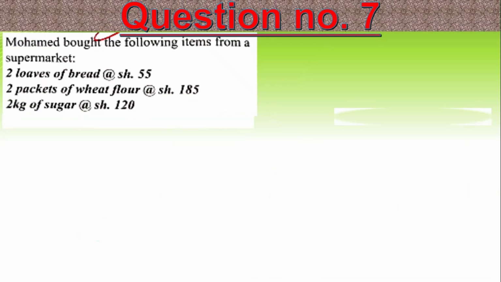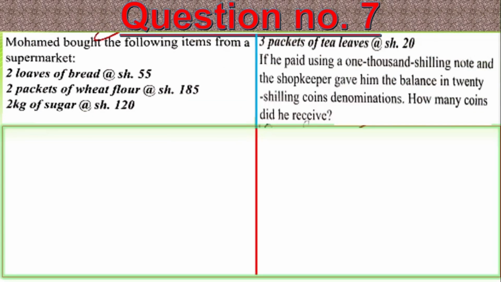Next question is question number 7. Mohammed bought the following items from a supermarket. 2 loaves of bread at 55 shillings. 2 packets of wheat flour at 185 shillings.